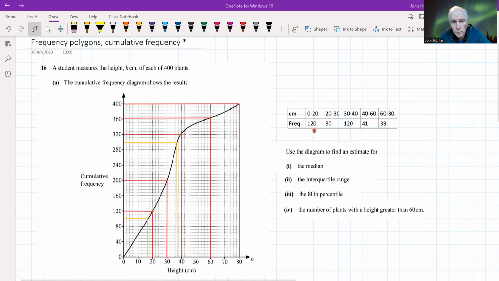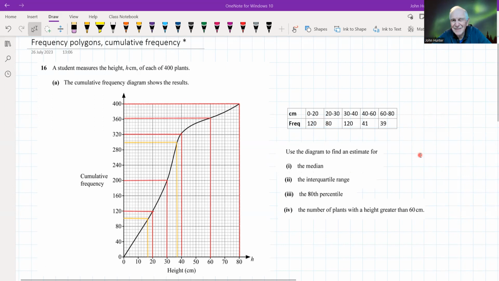Now, what this is saying is we've taken our 400 plants and we've measured them, and then we've grouped them. So 0 to 20 centimeters, well, we've got 120 of those, and so on. 20 to 30 centimeters, we've got 80 of those, and so on and so forth. So if we add all those up, that will come to 400.